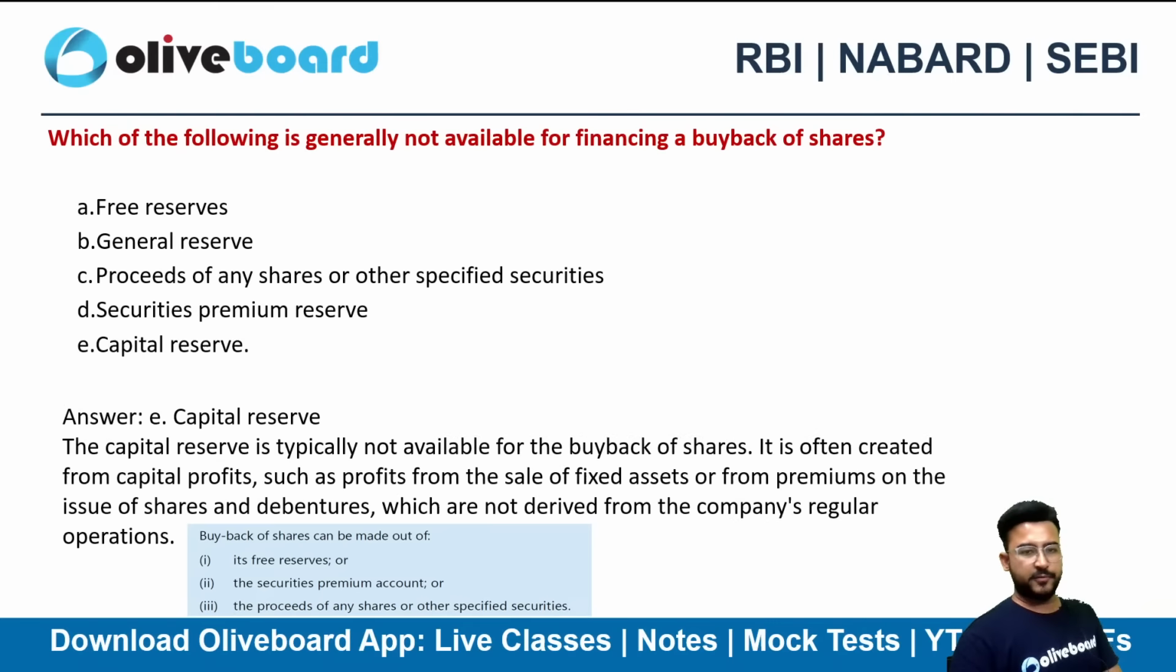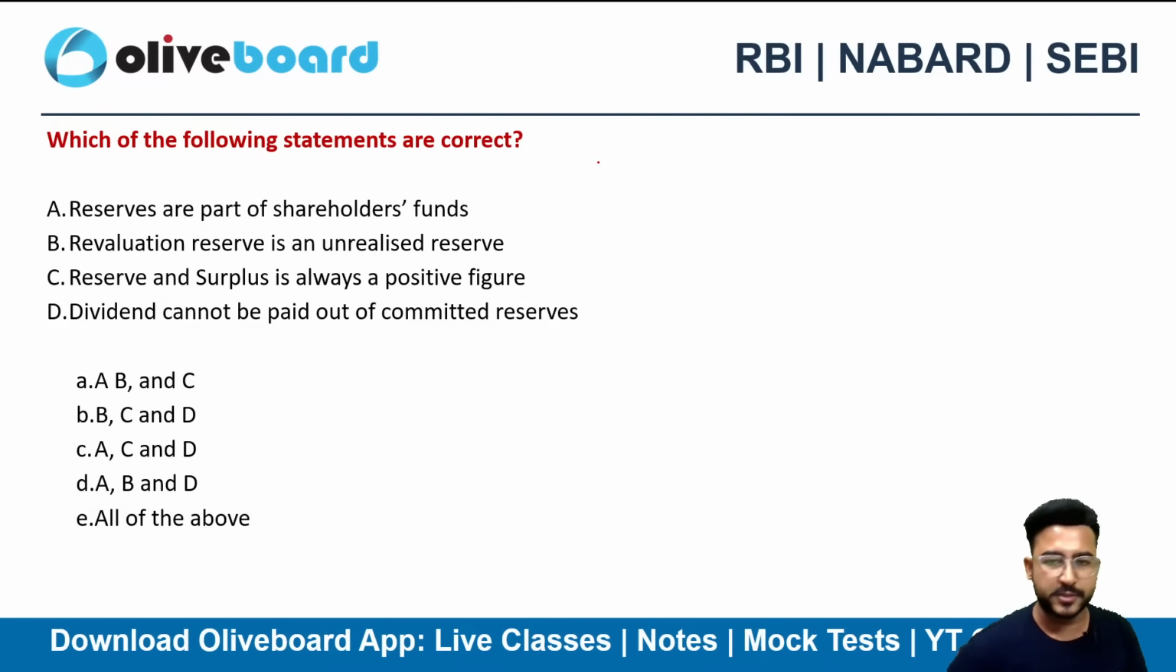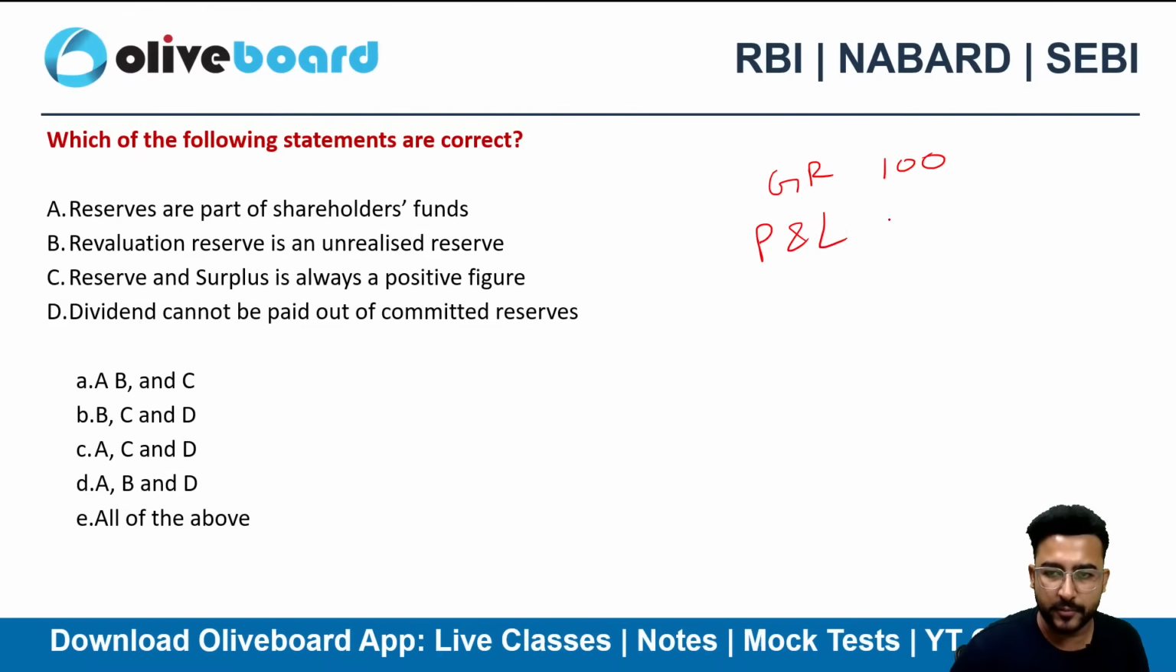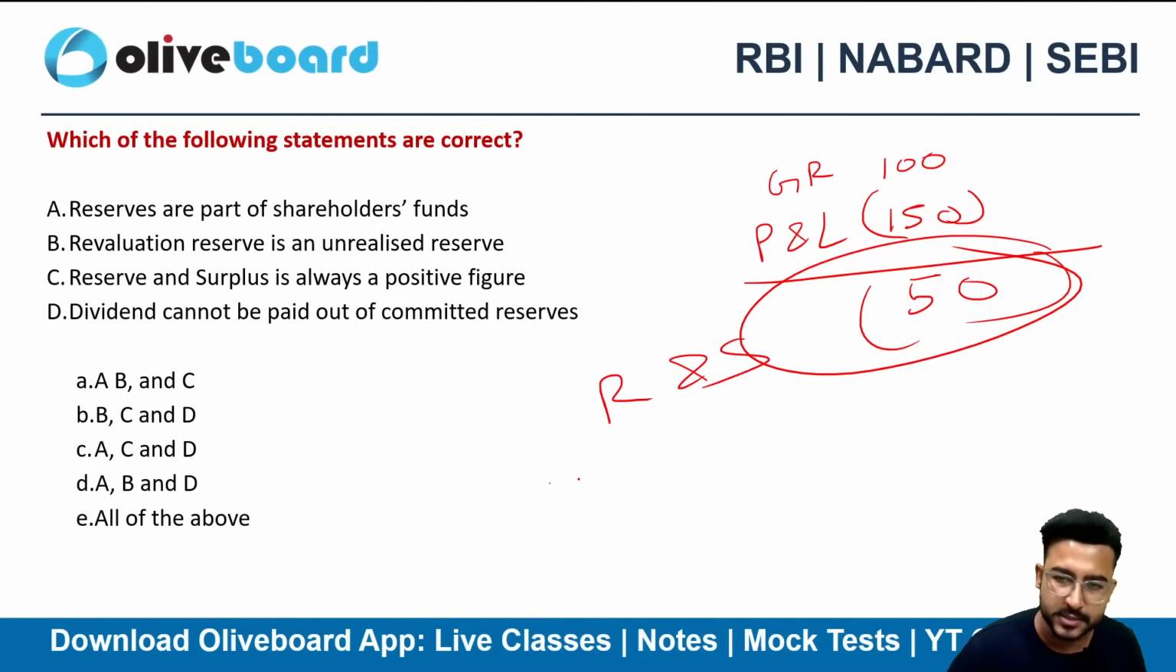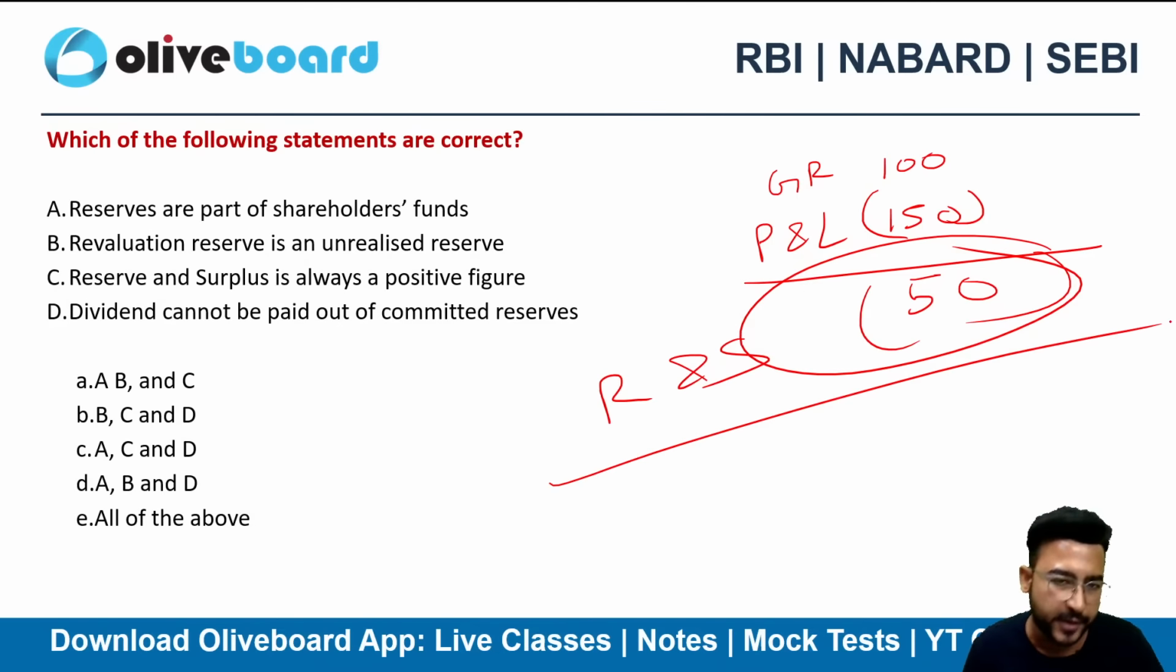How can it be negative? Good question. Let's suppose you are having general reserve of 100 rupees, but you are having a loss in your P&L account of 150 rupees. You need to write a negative figure as per Schedule 3 requirement. Because of the loss, the entire figure of your reserves and surplus becomes negative, still you need to show it in the reserves and surplus only, as a negative figure, right? So it is not a rule that it will be a positive figure, it can be negative as well.